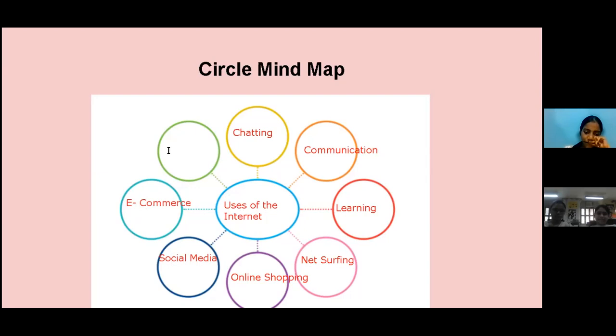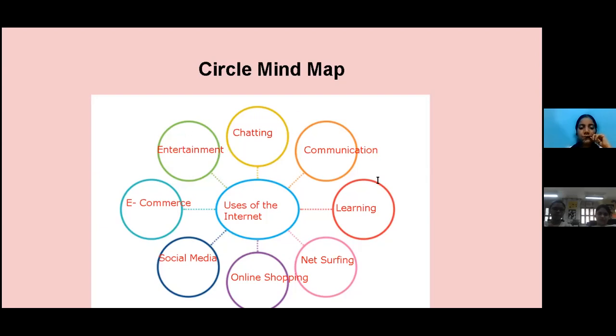Then what about entertainment? Yes or no? Which you all do. Always when you are in the train, you may listen to music, or it could be anything. Watching videos, listen songs, even news. Yes or no? So yeah, this is one type of a mind map.